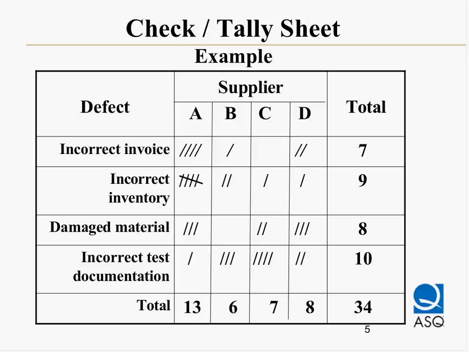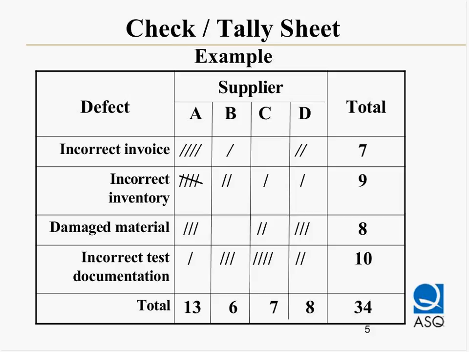So when an individual is looking at the work provided by supplier A and he or she finds an incorrect invoice, they're going to put a slash mark in the cell in the supplier A column and the incorrect invoice row. If supplier A also has an incorrect inventory problem, a hash mark will be put in there. Or for damaged material, or for incorrect test documentation. Do the same not only for all the defects, but for all the suppliers as well.